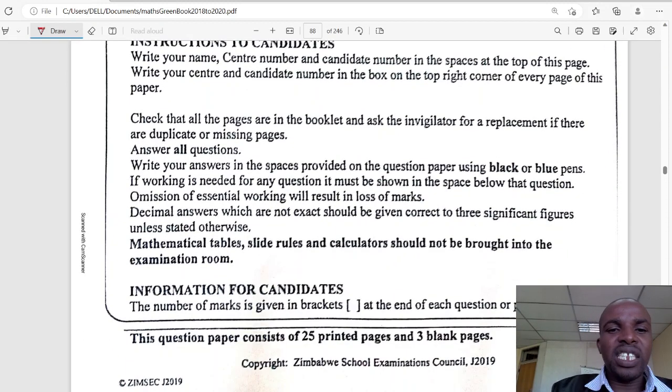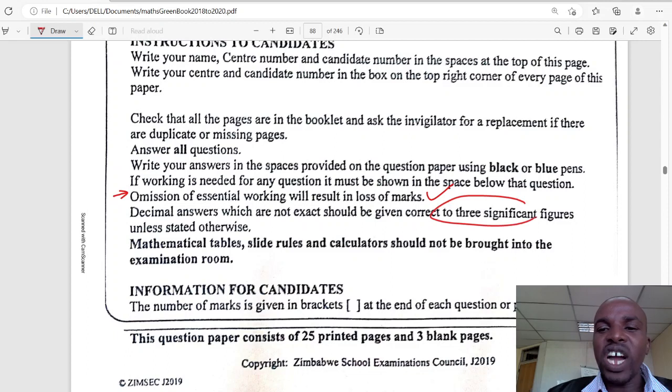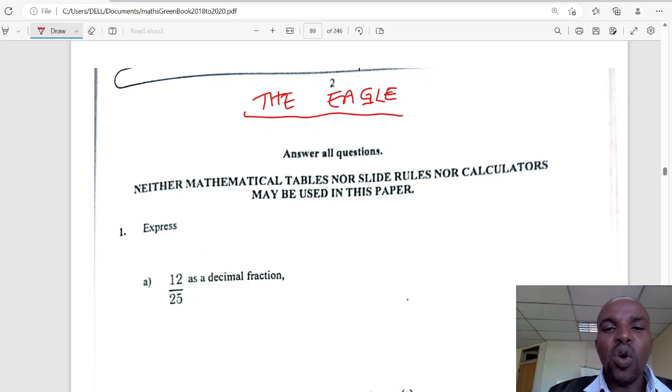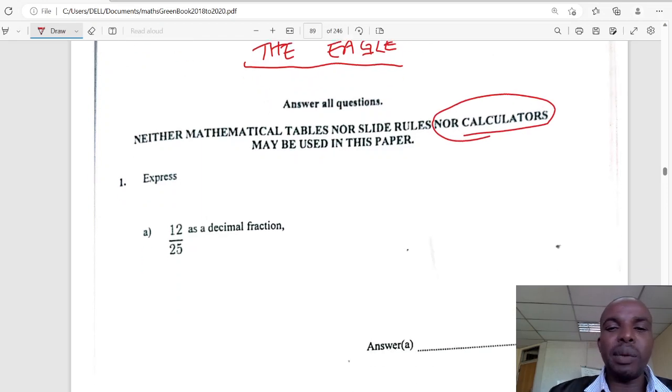Then instructions. Omission of essential working will result in loss of marks. Then if the degree of accuracy is not specified, give 3 significant figures. Then unfortunately on this Paper 1, no calculators are needed. No calculators in this paper.